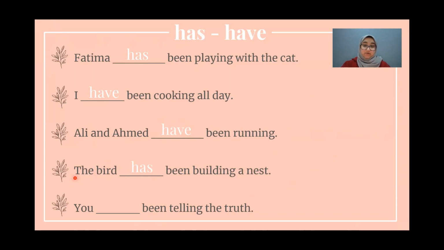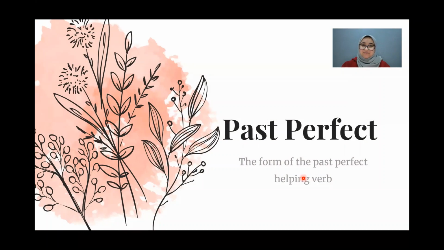The bird has been building a nest. The bird is only one. And if I want to change the subject to a pronoun, I would say it has been building a nest. And finally, you have been telling the truth. It's very simple, right? How much did you get out of 5? I think you did great.